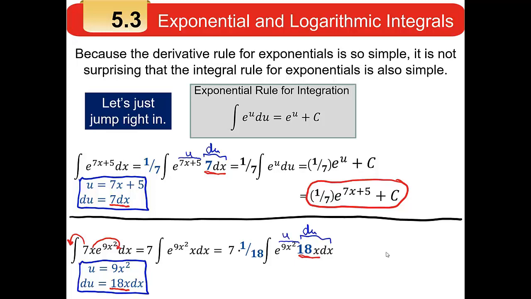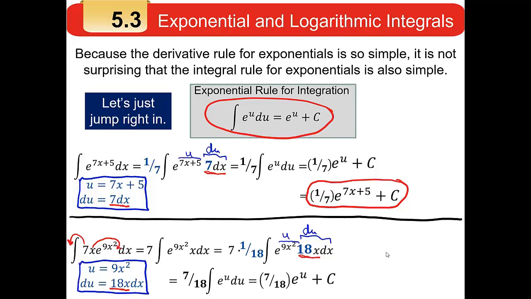So now I can do the substitution. The 9x squared is the u. The 18x dx is the du. So I can completely bring out all the x's now and just write it in terms of u. And remember, that 7 times 1/18 is 7/18. And now the only thing left to do is get the x's back into the problem.